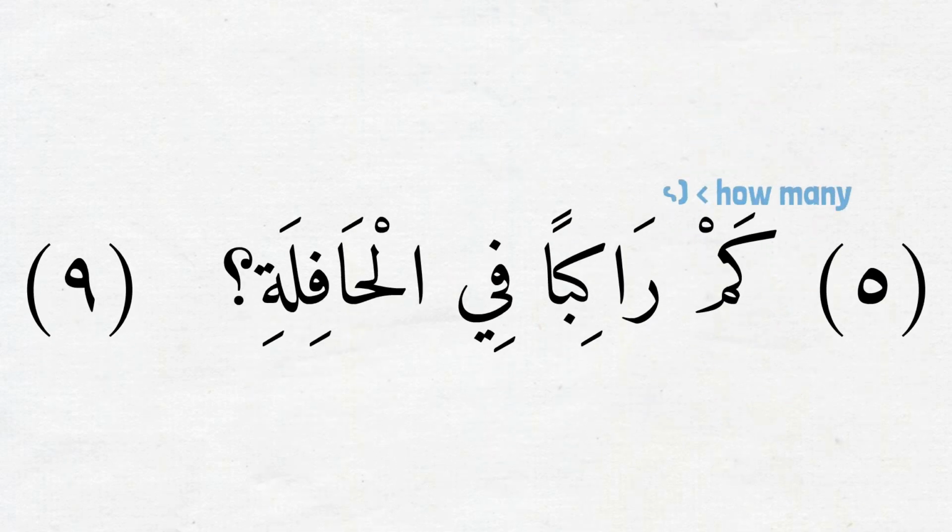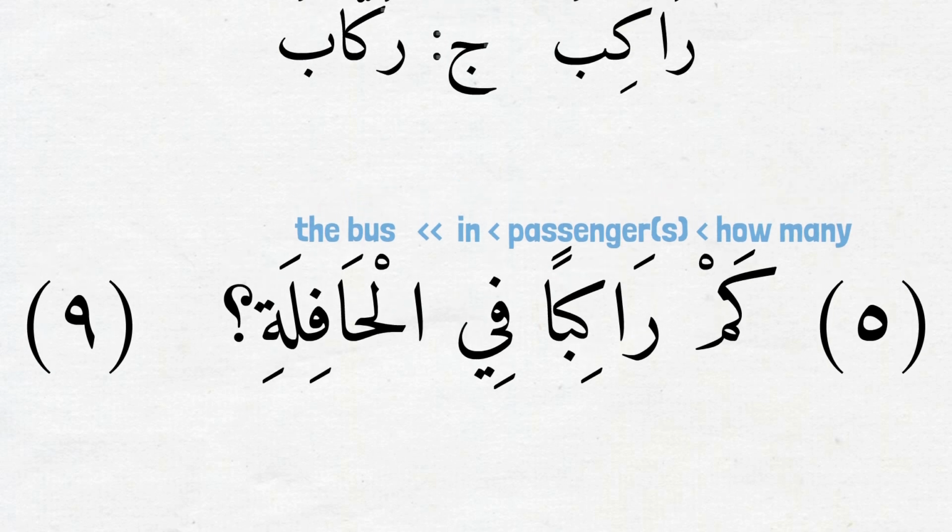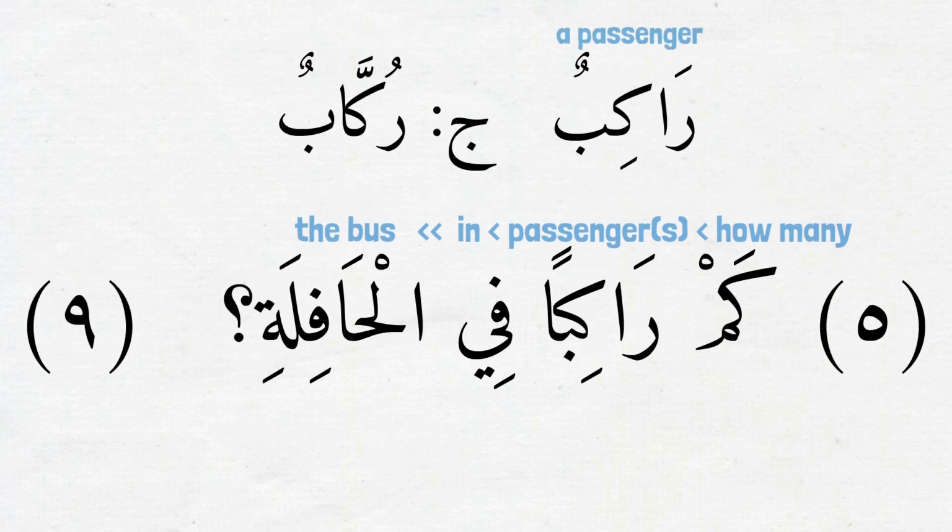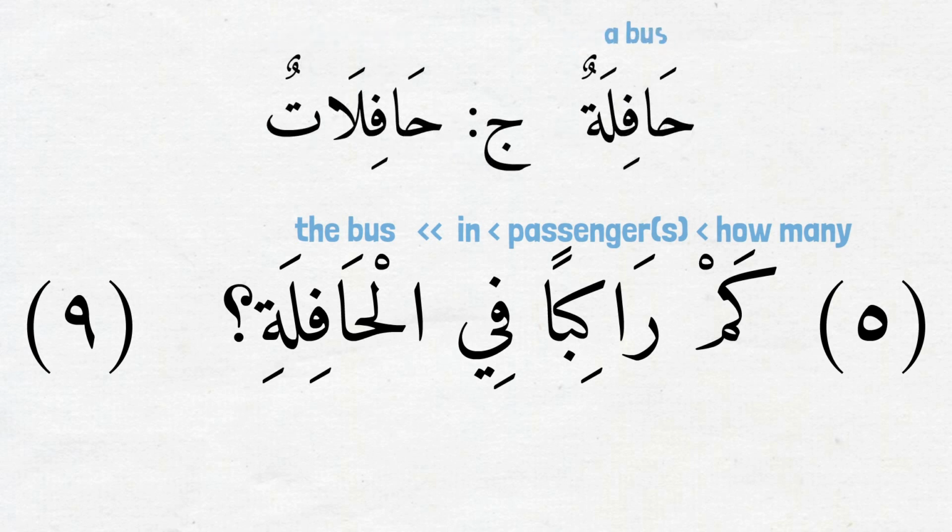Question 5. كم راكبا في الحافلة? How many passengers are on the bus? راكب is a new word and it means a passenger. Its plural is ركاب, which is on فعال pattern. حافلة is also new. It means a bus. Its plural is سالم, which is حافلات, buses.